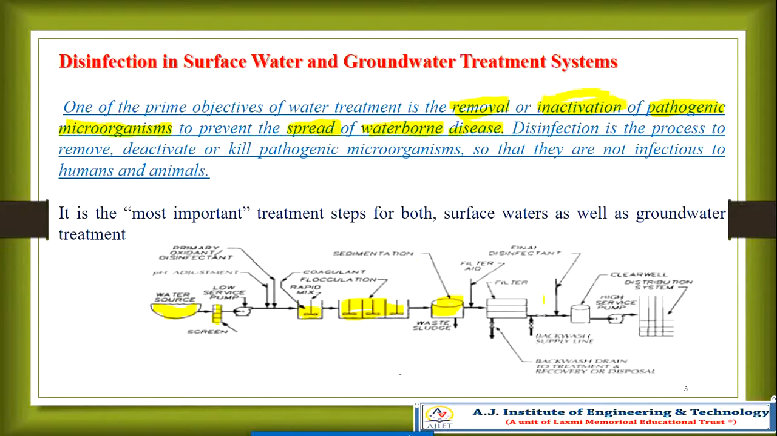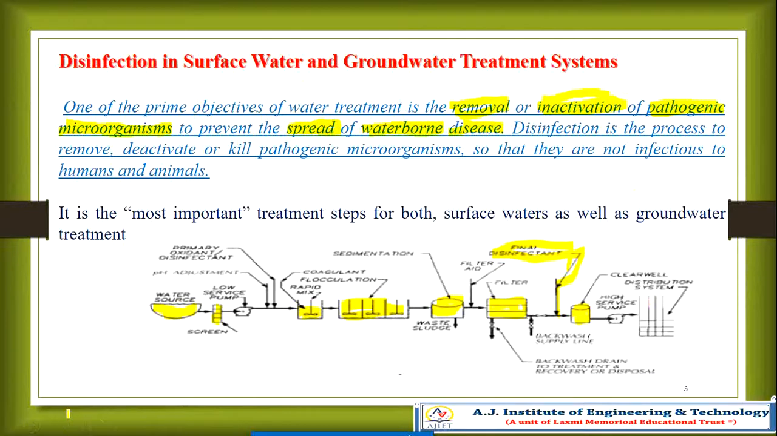After that it travels to the filter. After filtration, we have studied all these processes. From module 1 to module 3, we have studied source, screening, pumping, coagulation, flocculation, sedimentation and filtration. Now the final treatment is disinfection. Then the water travels to storage and distribution, which we can study later. Now our main motto is the disinfection portion.